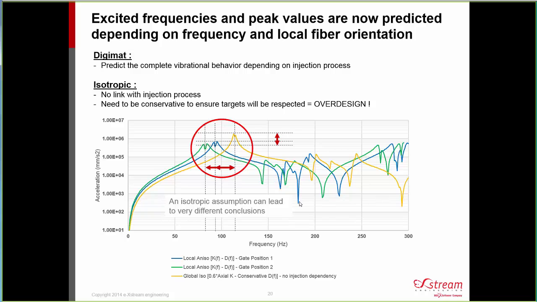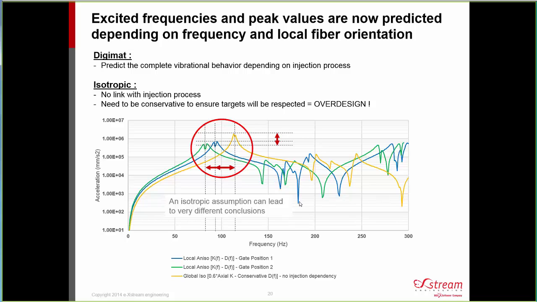So here is the kind of result that we obtain on this roof beam. Here we've got 3 curves on the screen. The yellow one has been made with an isotropic and homogeneous material model, which is used if you don't use multi-scale techniques.